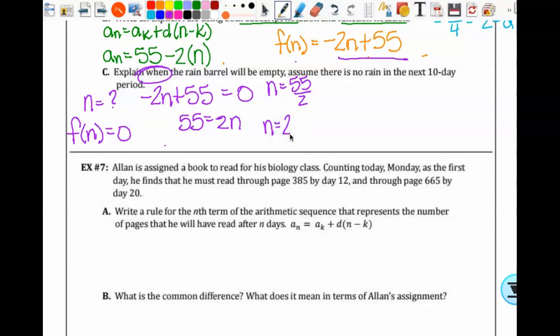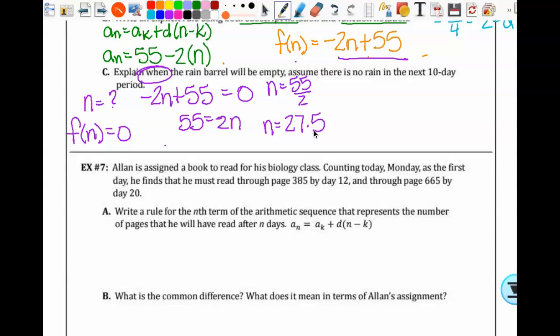20 what? Close. 22.5? 27.5. Last period, they let me do 22.5. Y'all are right. Man, they weren't awake either. 27.5. Half of 50 is 25. Half of 5 is 2.5. It is 27.5. Okay, so on day 27, is the barrel empty?